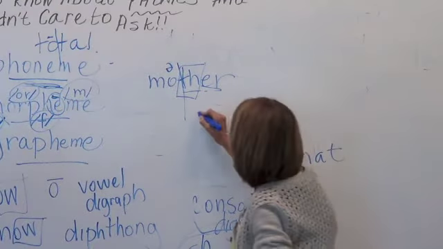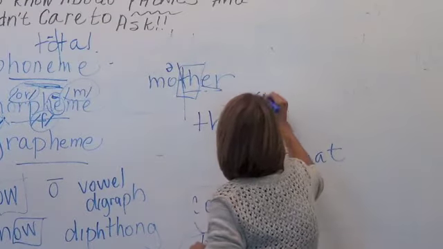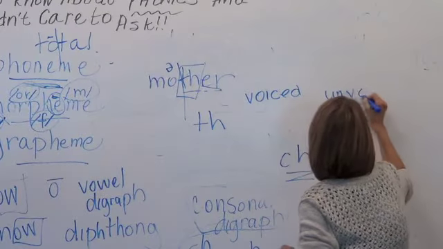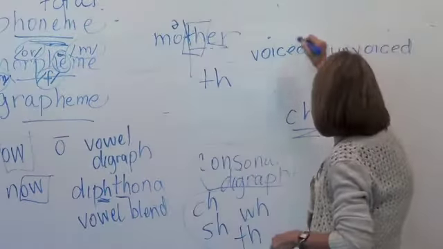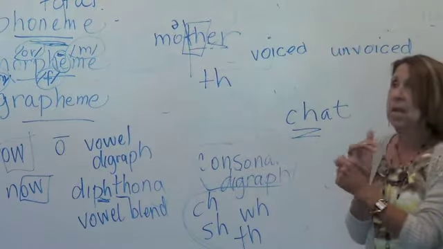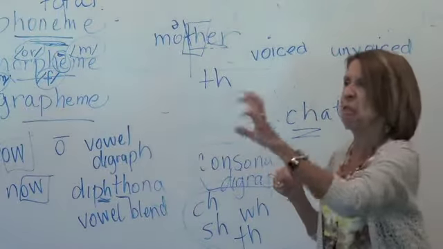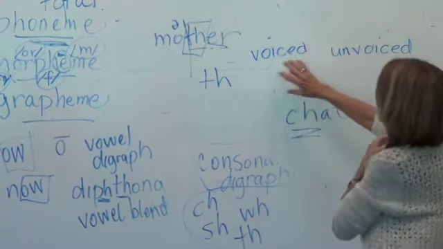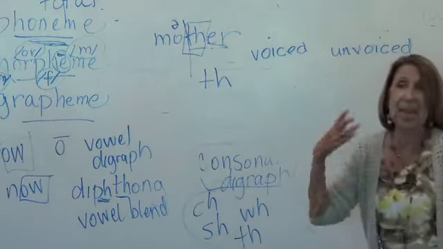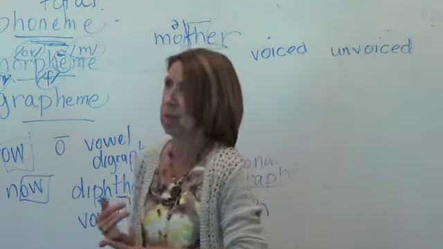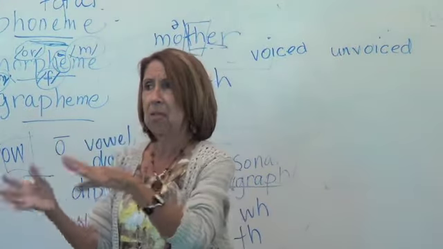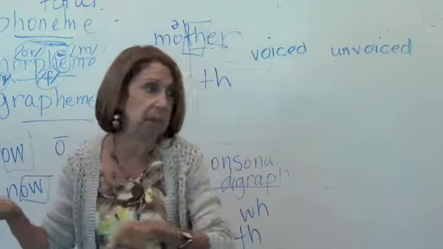Now let's look at this TH a little more closely, because the TH can be voiced or it can be unvoiced. TH in a word can be voiced or unvoiced. Let me give you some examples and you tell me what you think would be words that would have a voiced TH or an unvoiced TH. We're doing this analytically rather than me telling you what the unvoiced TH sound and the voiced TH sound are. I'll do that after I let you figure it out.